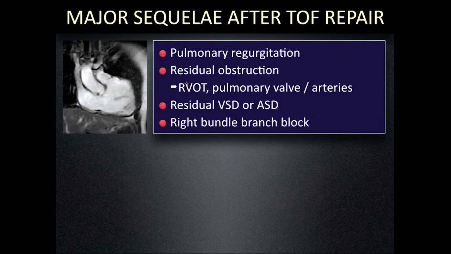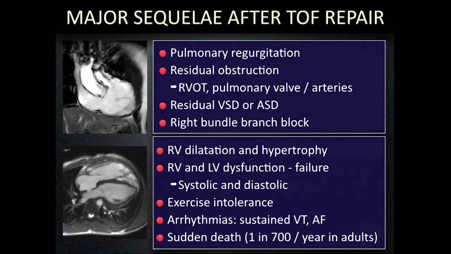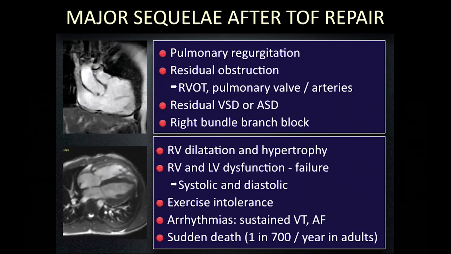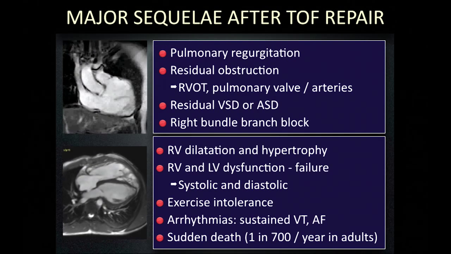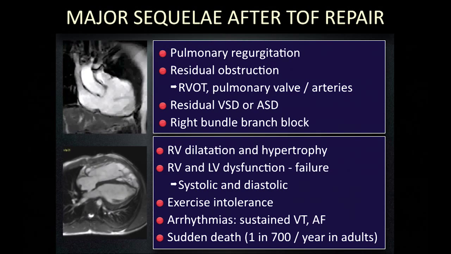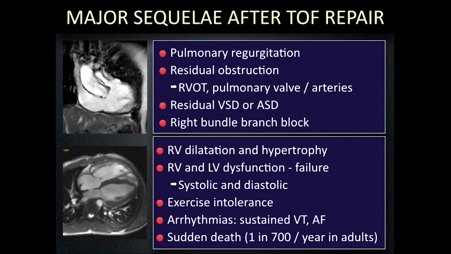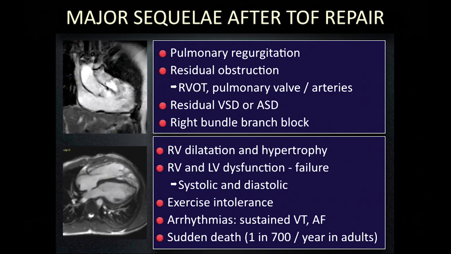Residual obstruction is not uncommon. A residual ventricular septal defect or atrial septal defect is seen infrequently. Right bundle branch block is very common. As a consequence, the right ventricle dilates and hypertrophies, and the right and left ventricles become dysfunctional, eventually with systolic and diastolic failure, and exercise intolerance. The major problem is arrhythmia, especially sustained ventricular tachycardia causing sudden death. The incidence is 1 in 700 per year in the adult population.